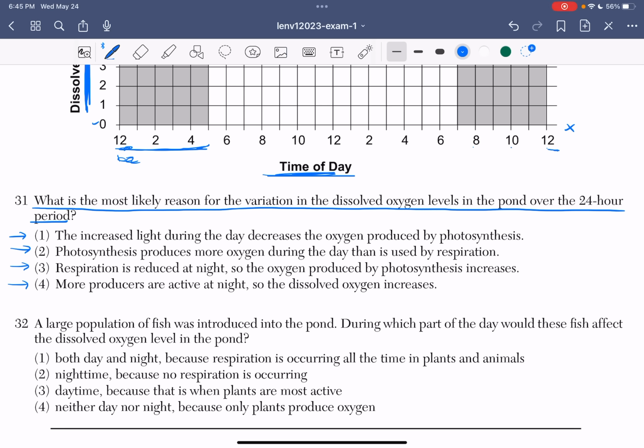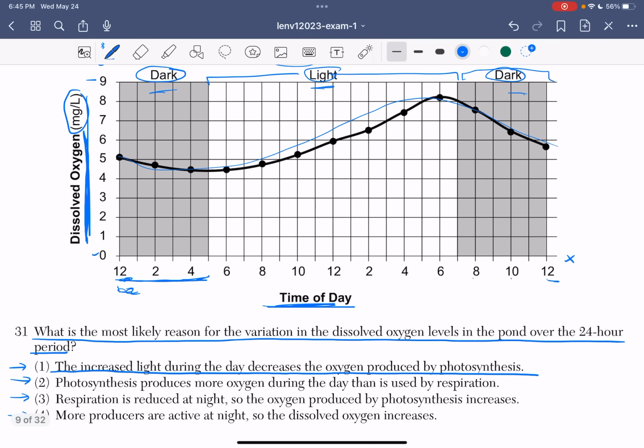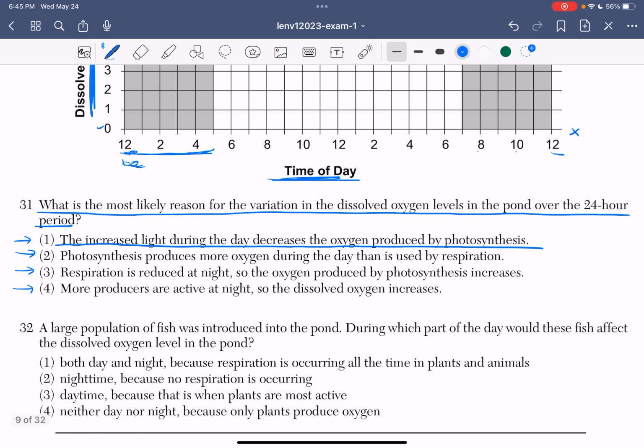Choice 1 says, the increased light during the day decreases the oxygen produced by photosynthesis. So obviously the oxygen is being produced by photosynthesis because in the photosynthesis formula, you have CO2 plus H2O plus the sunlight, which gives you sugar, carbohydrate, and oxygen, right? So we know that in photosynthesis, we're making oxygen. But in the daytime, it decreases? That's incorrect. During the daytime, it increases.